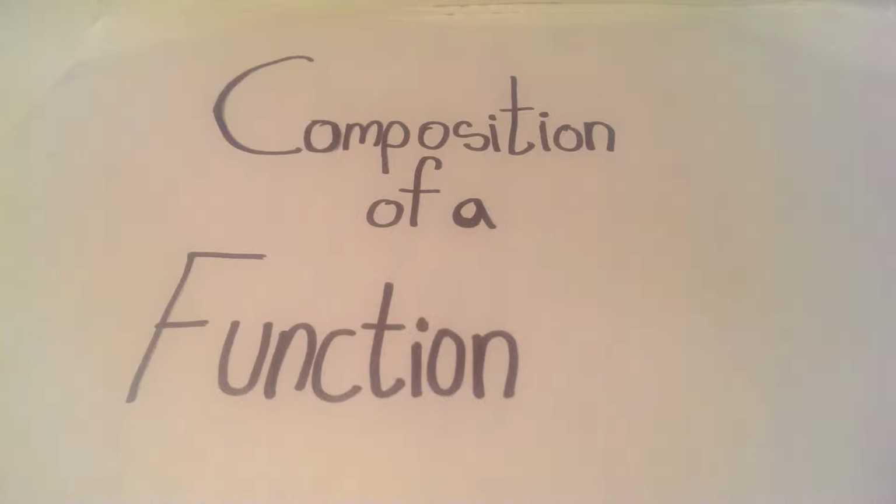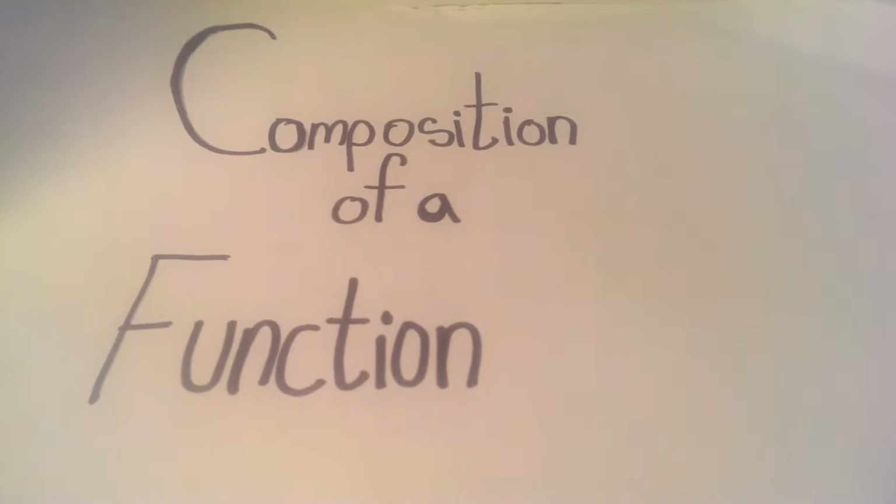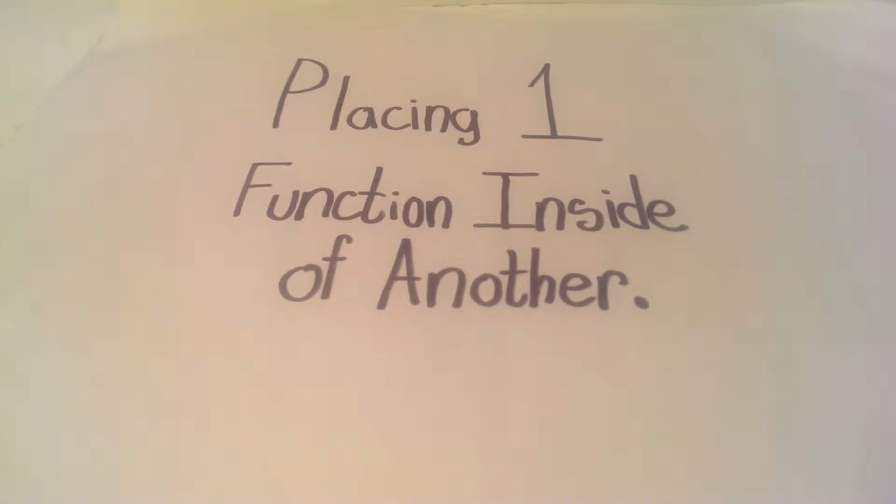Hello. Today we'll be discussing the composition of a function. The composition of a function is defined as a function whose values are found from two given functions by applying one function to an independent variable and then applying the second function to the result, and whose domain consists of those values of the independent variable for which the result yielded by the first function lies in the domain of the second. Now what this is just basically telling you is that you'll be placing one function inside of another.